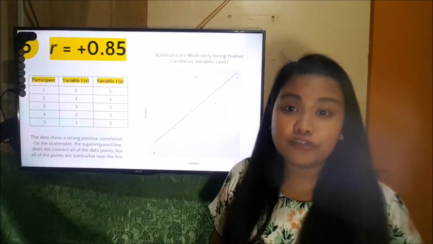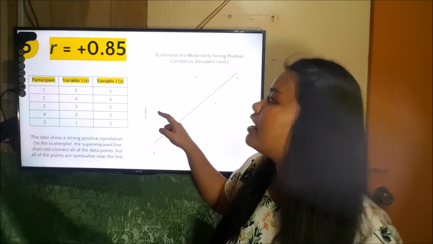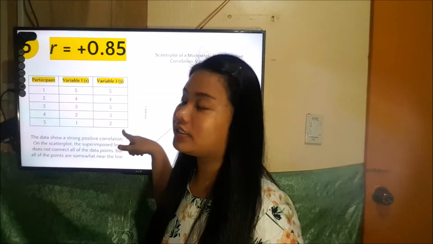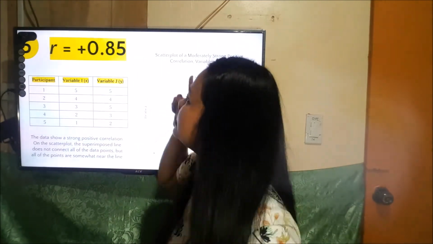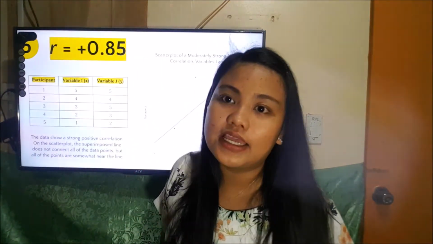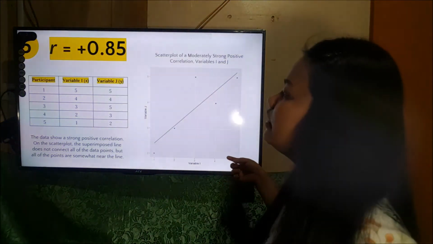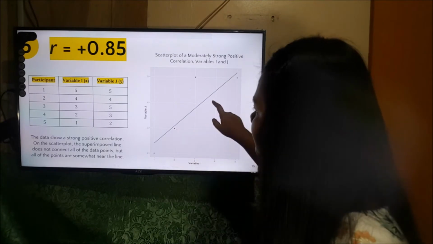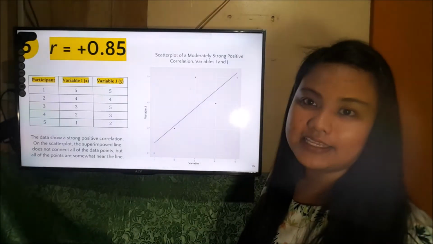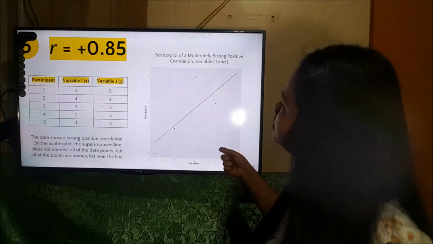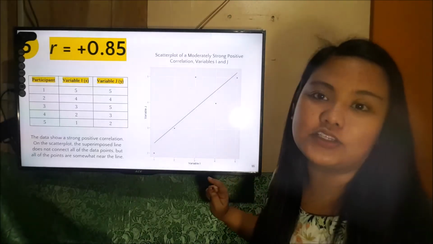Okay? For our fifth set of data, we have r equals 0.85. If we look at our values here, as the values in variable I increase, the values in variable J also increase. And if we look at the scatter plot, we can see that all the dots are near the line, because this is giving us a moderately strong positive correlation.